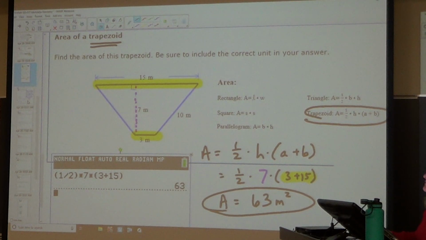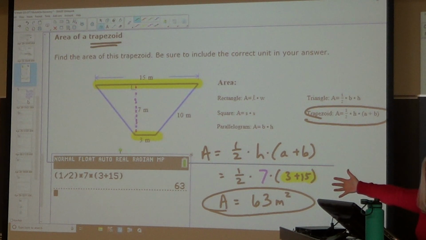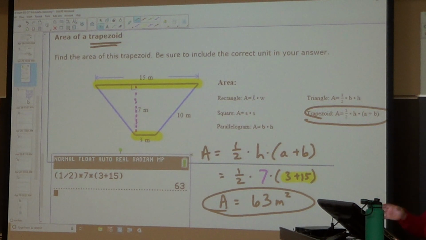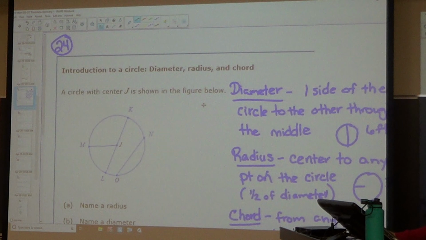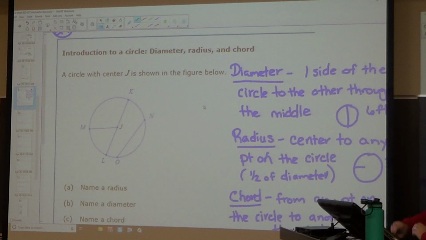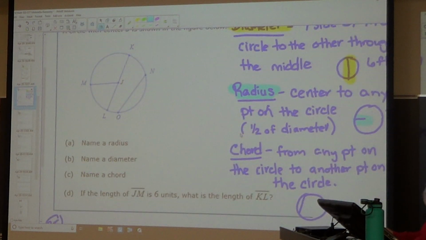Alright, this next problem reminds you about the difference between a diameter and a radius. The diameter goes all the way across the pond, the radius goes halfway across the pond. So, this is reminding us that the diameter goes all the way across. The radius goes halfway across. Now, chord we hardly ever talk about, but chord goes across but doesn't go through the middle. It kind of skips the middle.